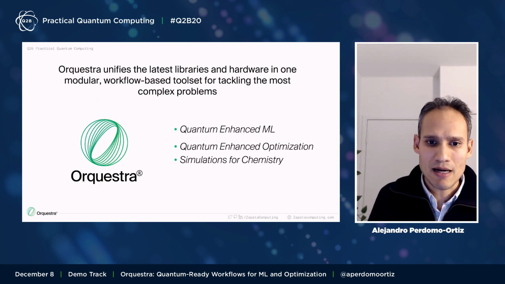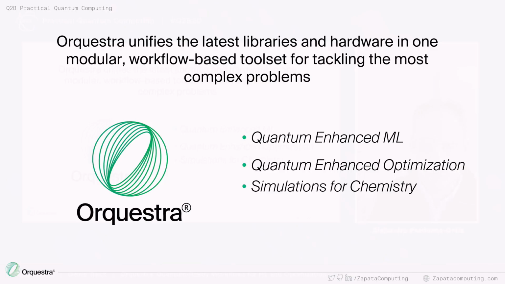We have also built a platform called Orquestra, which I'll share with you today. We built Orquestra first for ourselves because we couldn't find anything out there which was extensible, modular, and scalable enough to tackle and to build the complex hybrid quantum classical algorithms required to solve real business use cases.